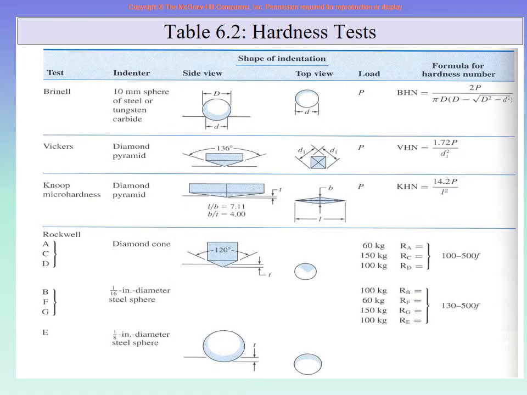And then we discussed the 4 different testing methods and machines: Brinell, Vickers, Knoop, and Rockwell, and the type of indenters and how we calculate the forces and the diameters and so on.